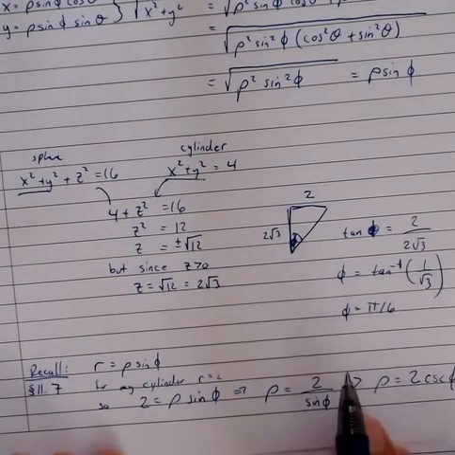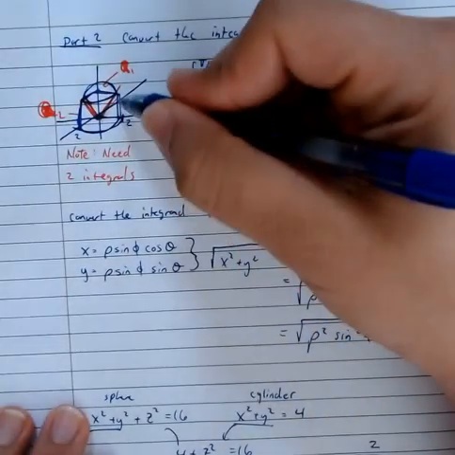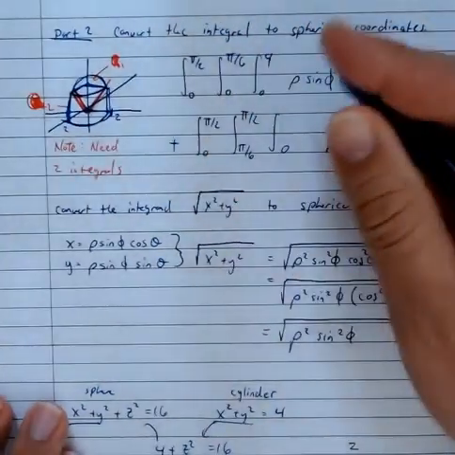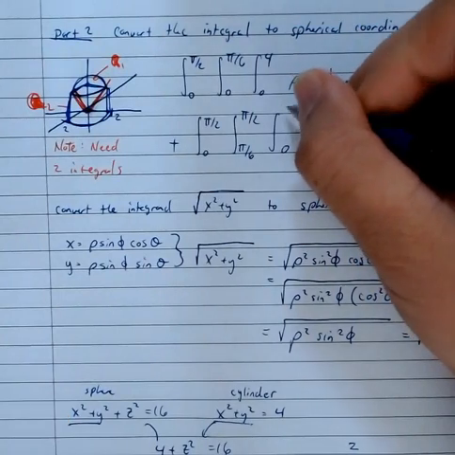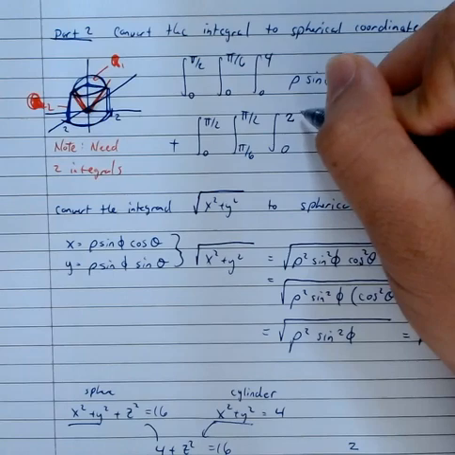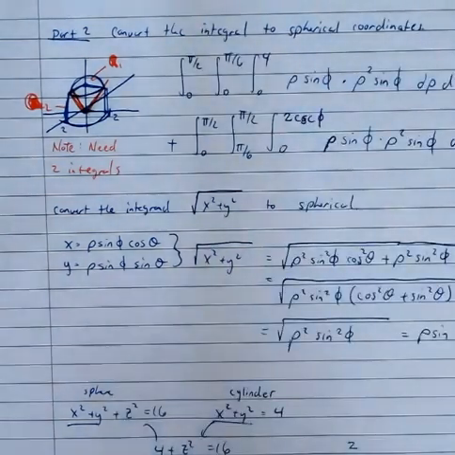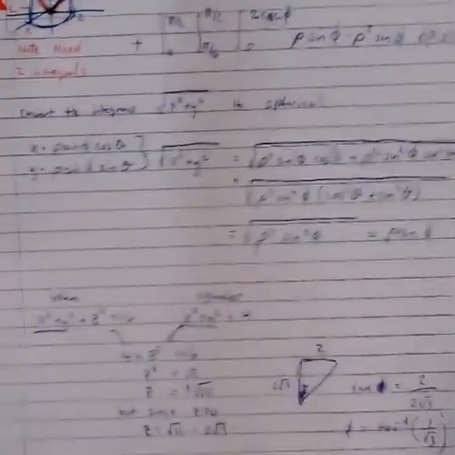This describes my cylinder, but that's what I want. I want to be able to describe this cylinder as the outer bound. So here, this is the integral from 0 up to 2 cosecant of phi. And that is our result.